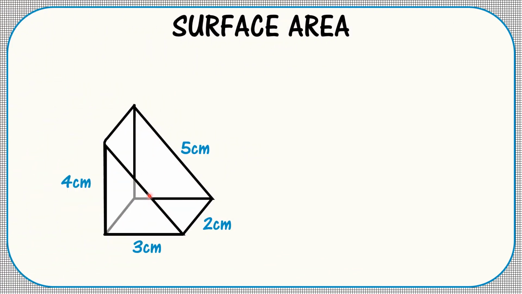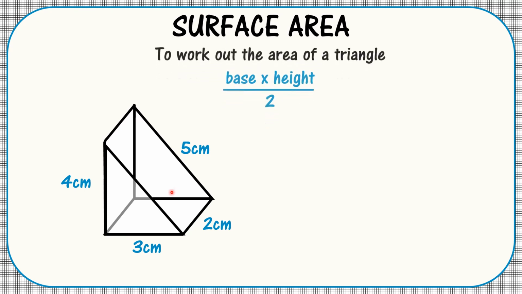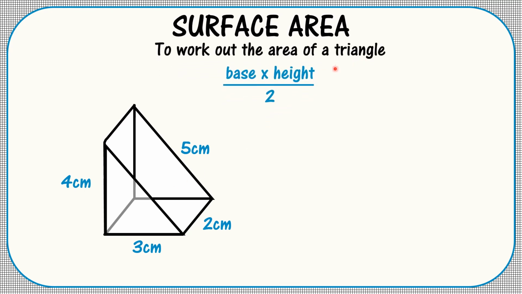Here is another example. As you can see from this diagram, we have 3 rectangles. You have the rectangle on the bottom, you have the rectangle on the right, and you have this rectangle on the left. And you have this front face, which is a triangle, and you have the back face, which is also a triangle. What you should remember is to work out the area of a triangle. It is base times height divided by 2.